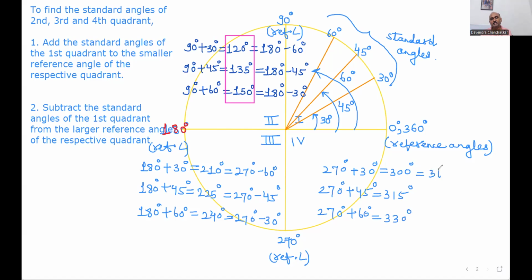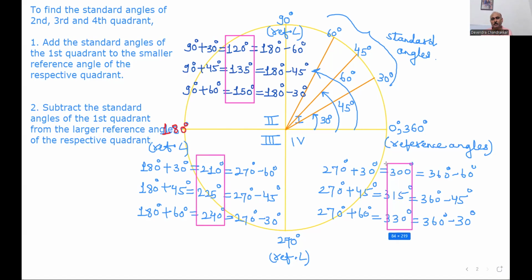This is 360 minus 60. 360 minus 45. And 360 minus 30. I hope all of you understood this. In fact, all of you have understood it, I know, because you got the answers correct. Yes, sir. ठीक है? Good. So let's move ahead to the next properties of the quadrant.